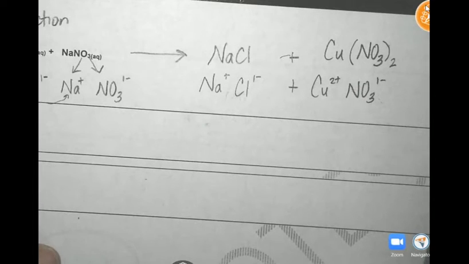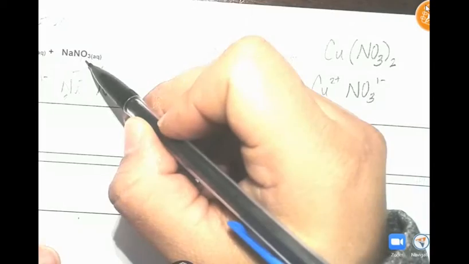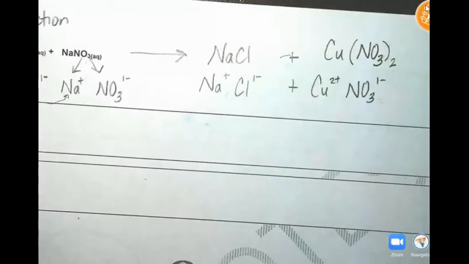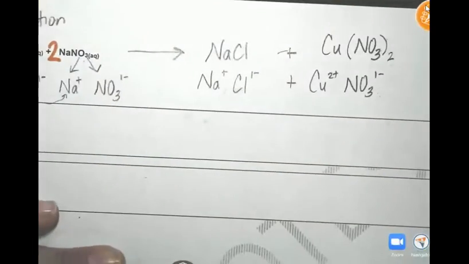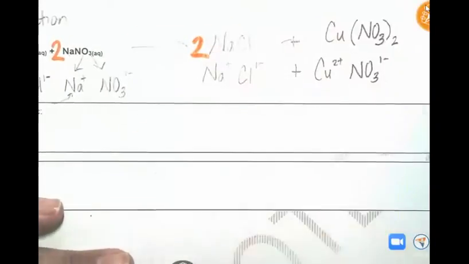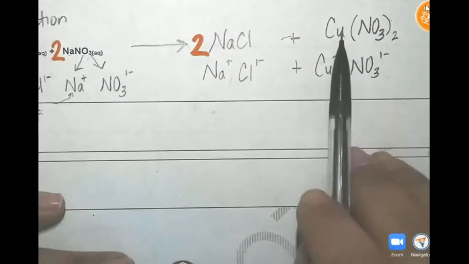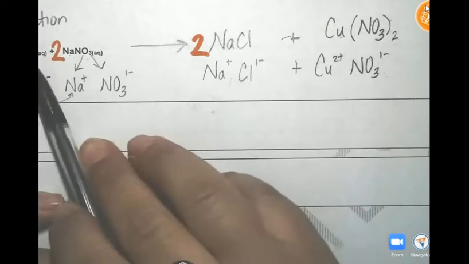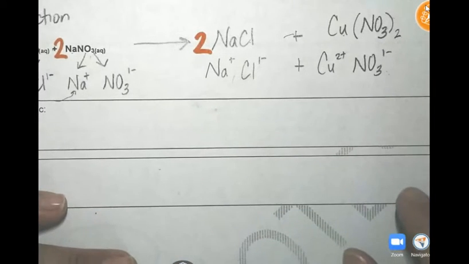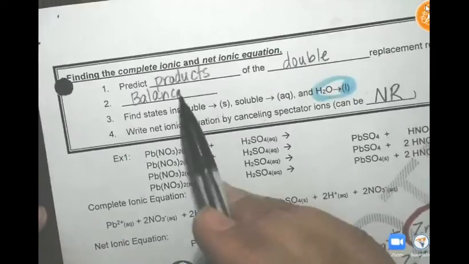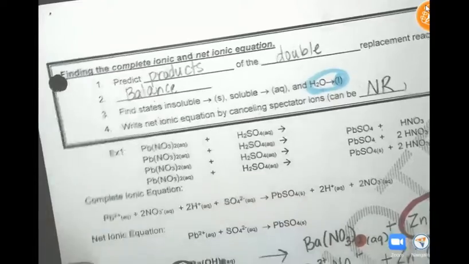Next thing I do is I balance. So 2 nitrates here, only 1 here. So I'm going to go ahead and balance that. So I'm going to have a 2 here. There's 2 Nas now, so I'm going to put a 2 here. Cus are okay. Cls are good. So now I'm balanced. So remember, we've done step 1, step 2, step 3 is find the states.